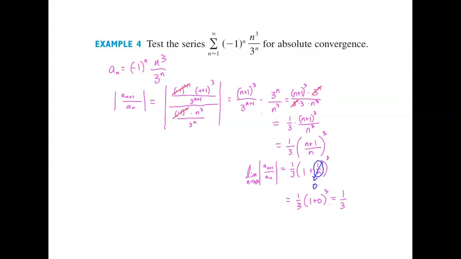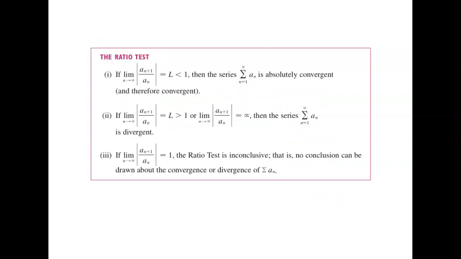And the ratio test said that if that specific ratio comes out to some value less than 1, then your series is absolutely convergent, therefore convergent. If it's greater than 1, it's divergent. If it equals 1, you've got to find another test to use. Inconclusive.